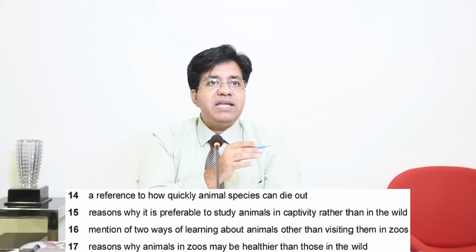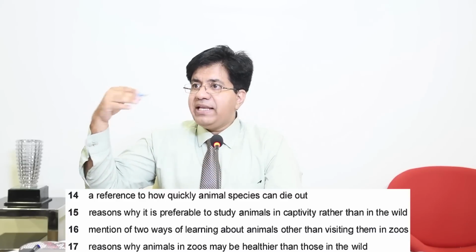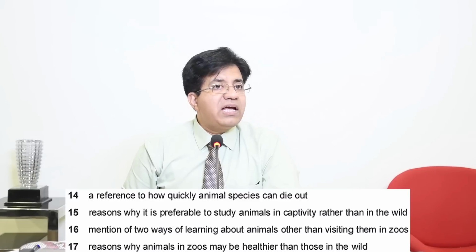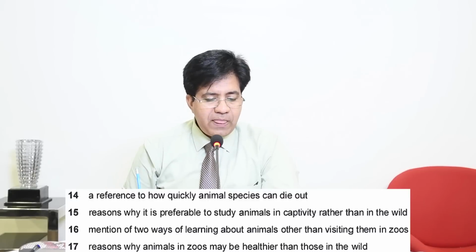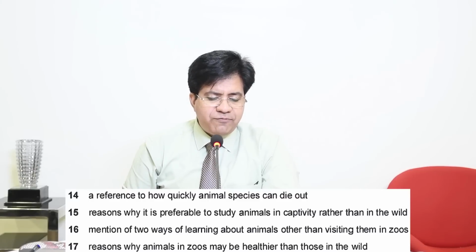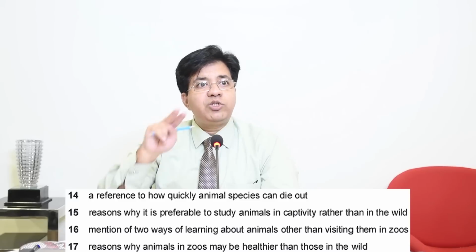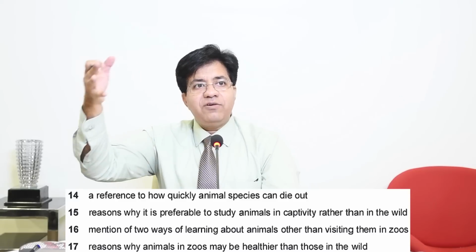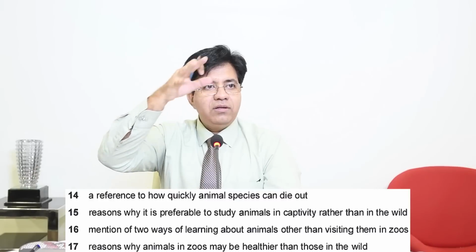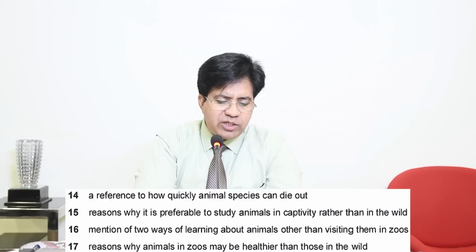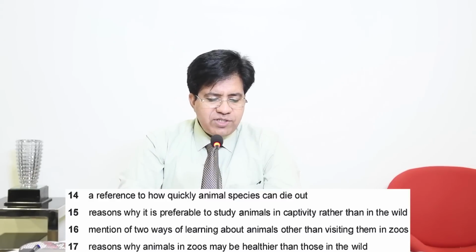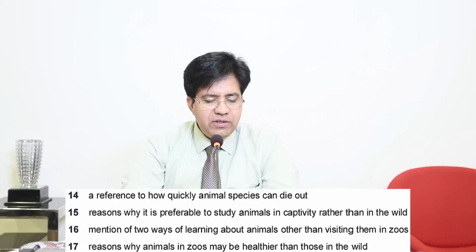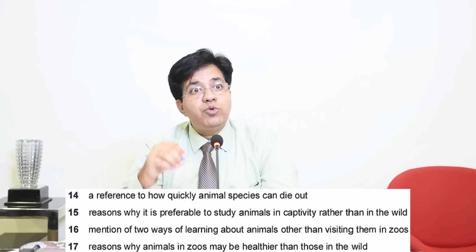The first reason is reason, cause, anything like that, the word they will use. So you need to find a paragraph where they are giving reasons. Question number 16, mention of 2 ways of learning about animals. 2 ways, right? They will say one way is and the other one is, first of all, or anything like that. So underline 2 ways. And question number 17, reasons why animals in zoos may be healthier. So reasons and animals in zoo healthier.